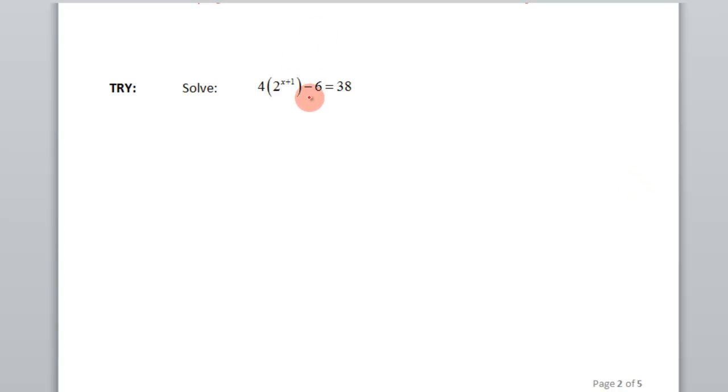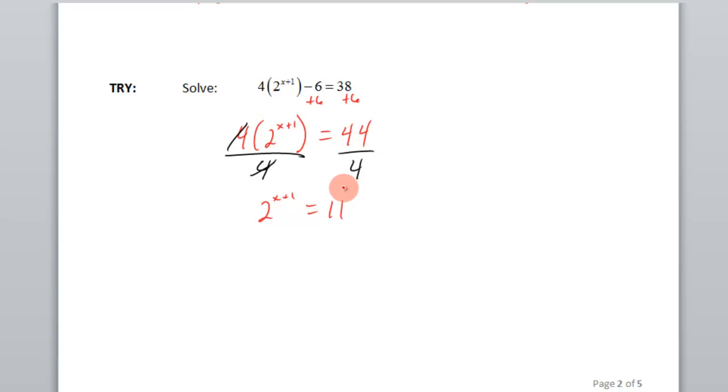Okay, now I'm going to quickly do it here. I would first add 6 to both sides. 4 times 2 to the x plus 1 equals 44. Then I'd go ahead and divide by this 4 over here, and that gives me 2 to the x plus 1 equals 11. Now remember, I'm trying to get it solved for x up there, right?